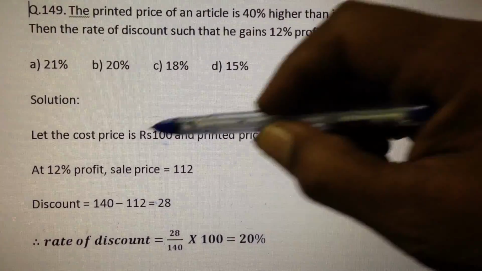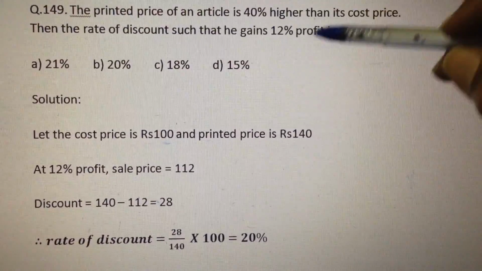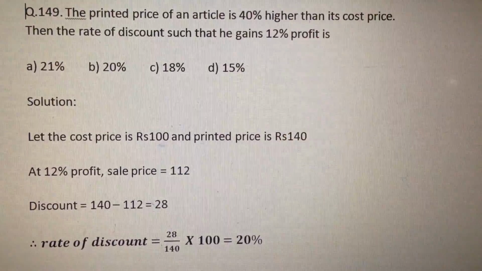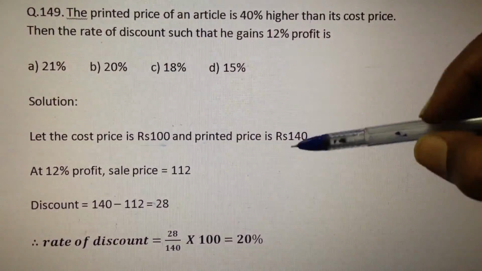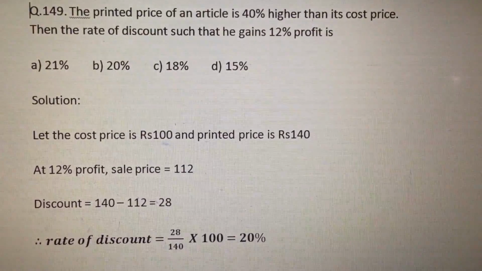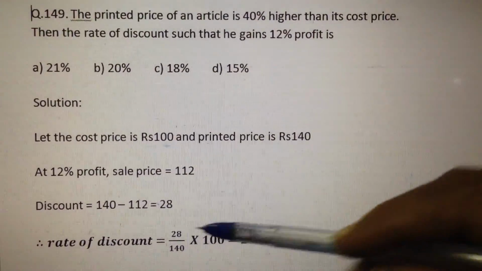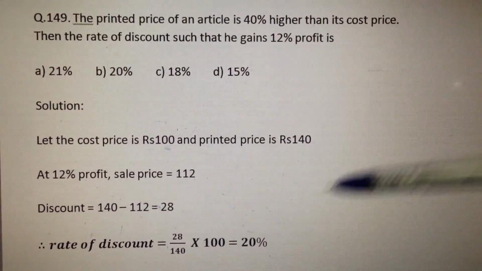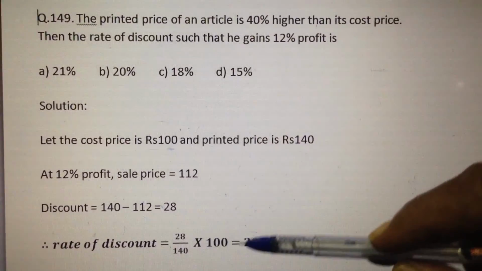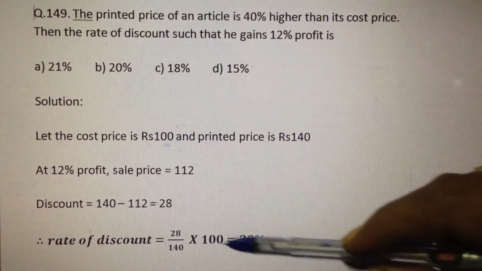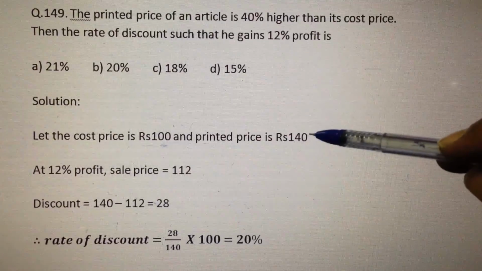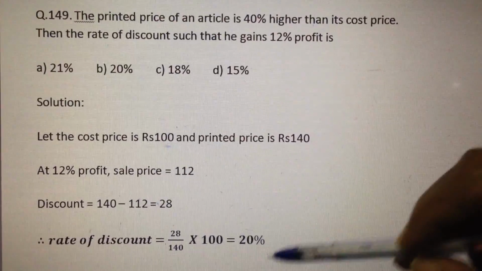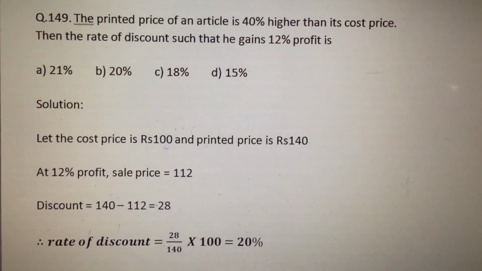Now, the cost price is 100 rupees and he gains 12% profit on it. Therefore, sale price is equal to 112 rupees. This is the printed price and this is the sale price. Therefore, the discount is 140 minus 112, which is equal to 28 rupees. Therefore, the rate of discount is equal to 28 by 140 into 100, because the discount is always calculated on printed price. This comes to 20%. So, our answer is 20%. Okay, let us move on to the next question.